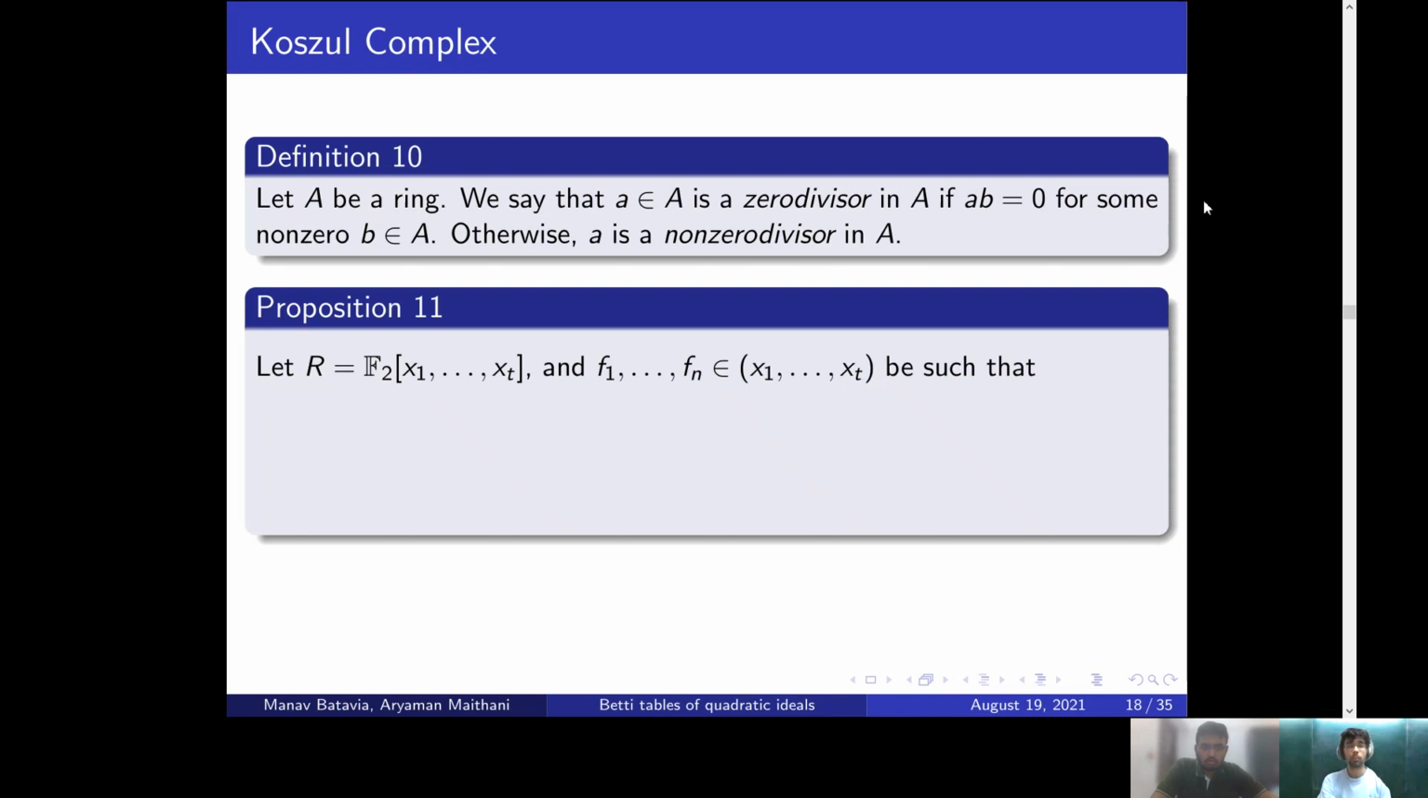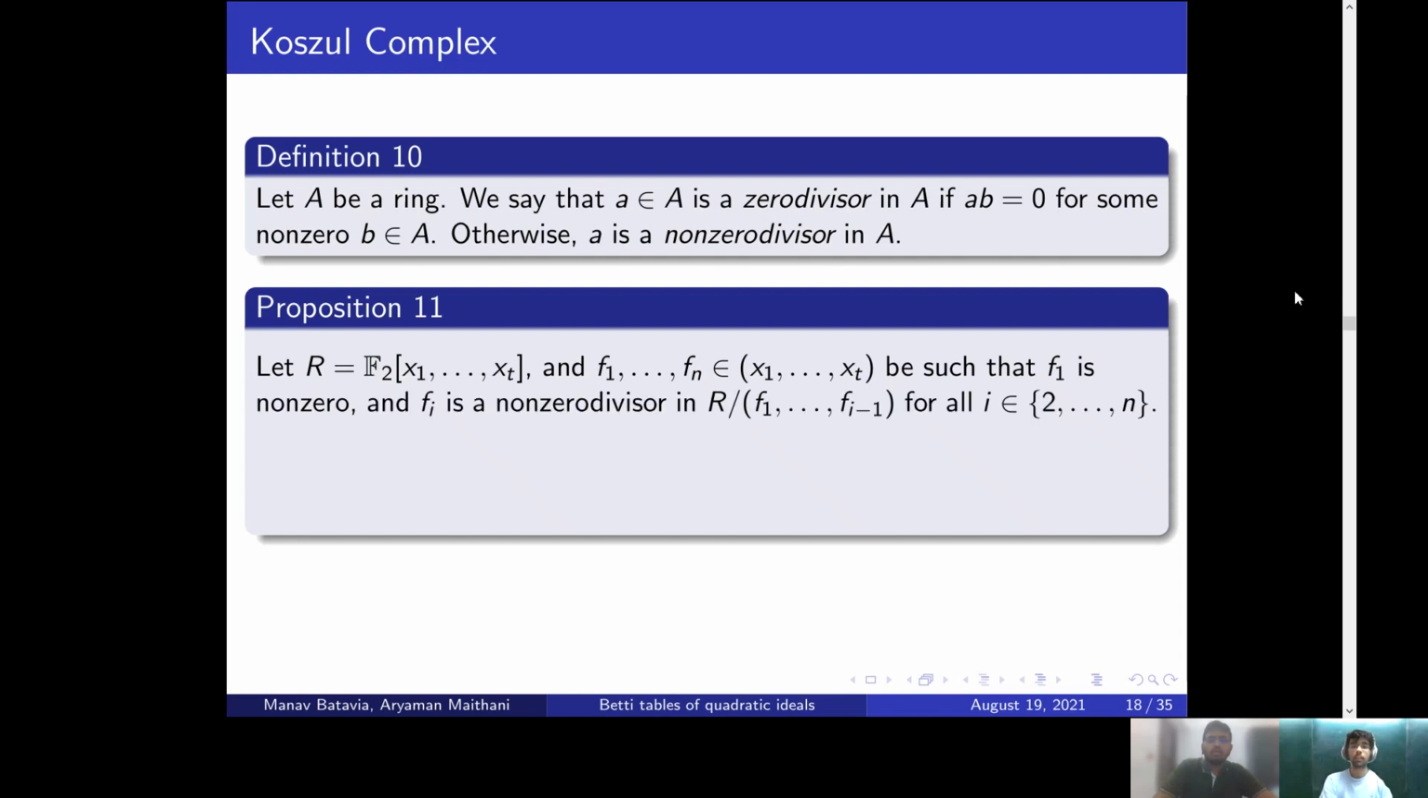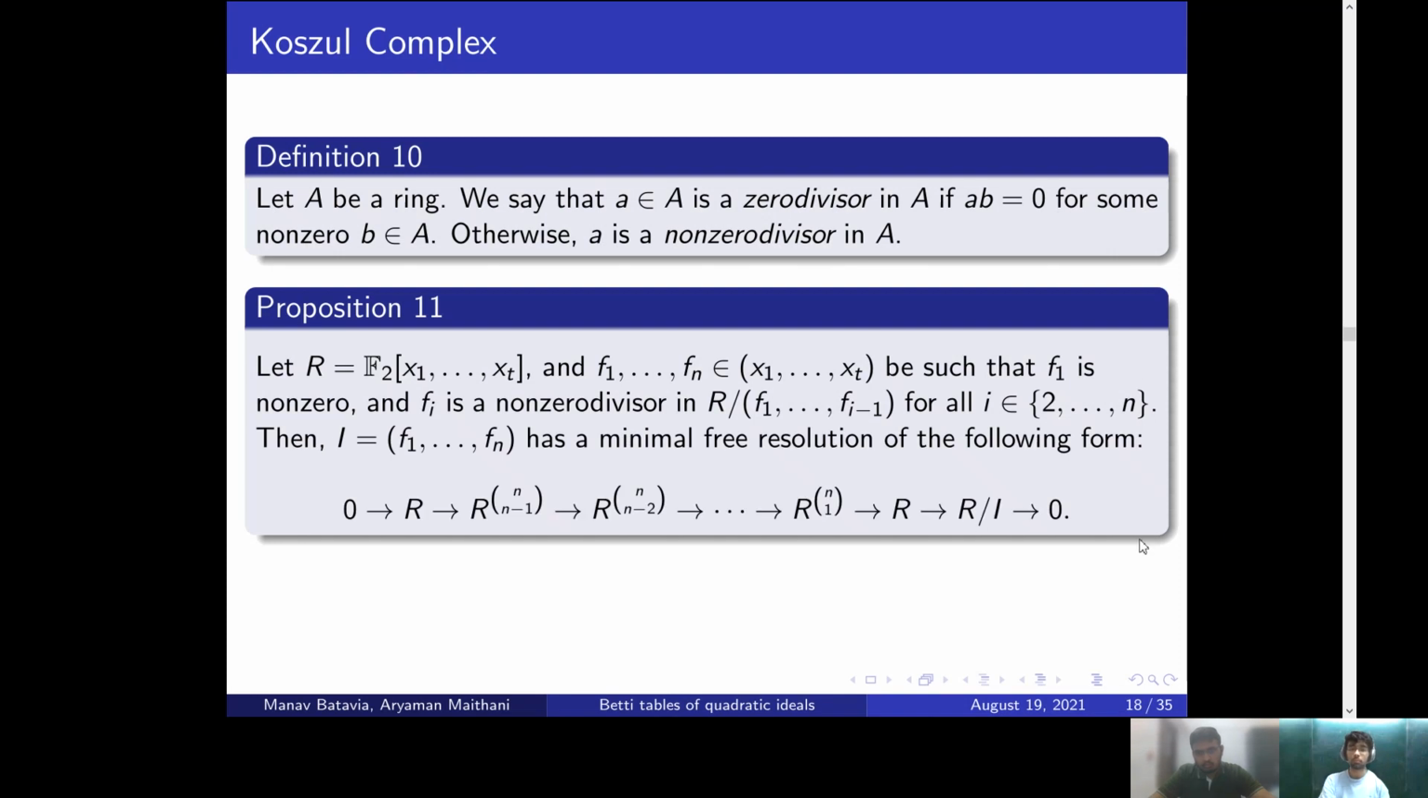Now let us consider the ring R to be F2, the polynomial ring, and then we have elements F1 up to Fn in the homogeneous maximal ideal such that F1 is non-zero and Fi is a non-zero divisor in the quotient R mod F1 up until F(i-1). In this case, the minimal free resolution is of the following form. We have this sequence, R to the n choose 1, these are the binomial coefficients, on top up until R to the n choose n. We have not depicted the maps, but in fact one explicitly knows the maps appearing as well. In turn, one can calculate the Betti table explicitly.